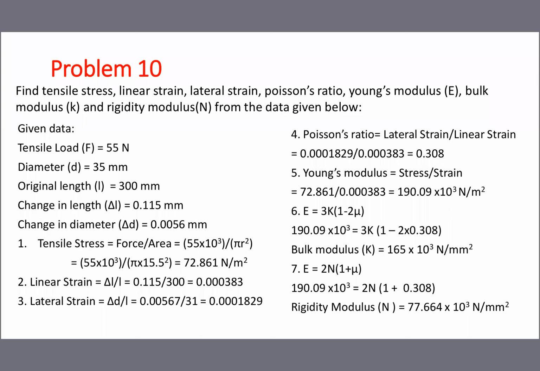Tensile load 55 Newton. Diameter 35 mm. Original length 300 mm. Change in length, delta L, 0.115 mm. Change in diameter 0.0056 mm. So these five data are given: tensile load, diameter, original length, change in length, change in diameter. Five data given, so one by one we can go.